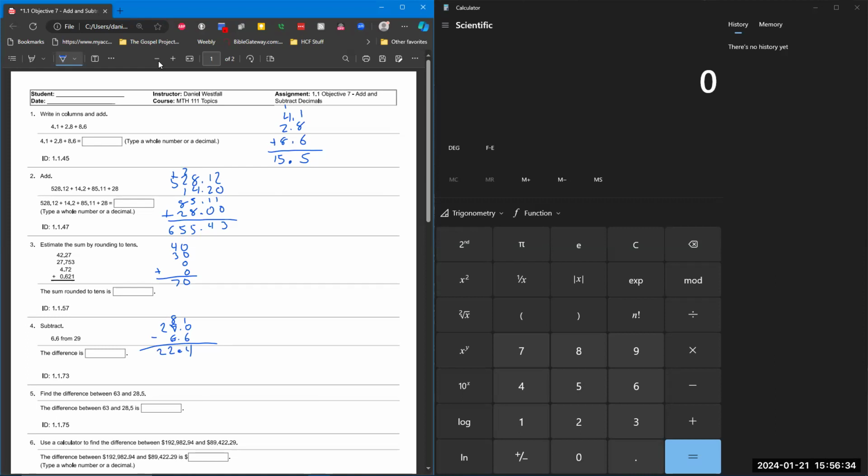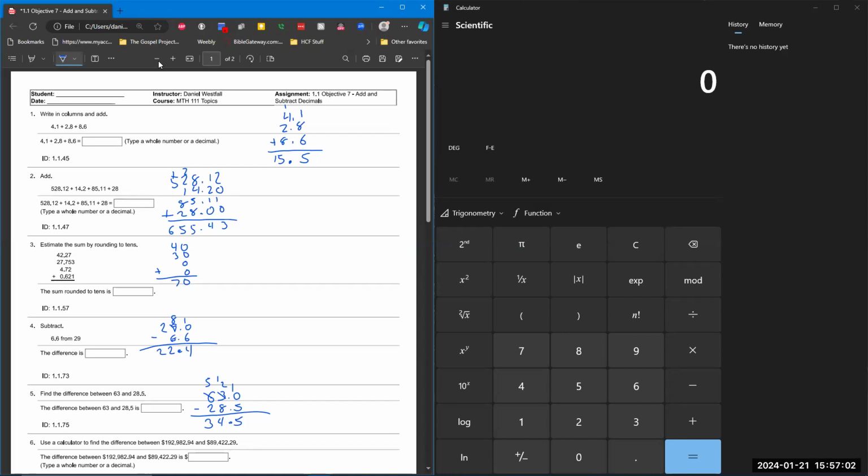When they tell us to find the difference, we don't switch the order. 63 is the first number. 28.5 is the number after the subtraction sign. Add that 0. Borrow. Borrow again. And we get 34.5.